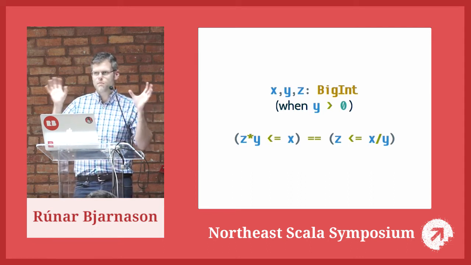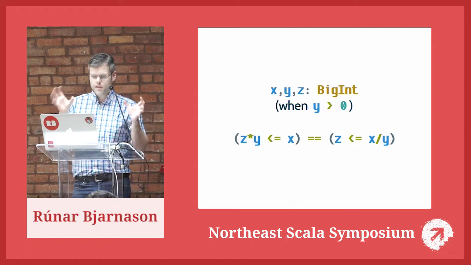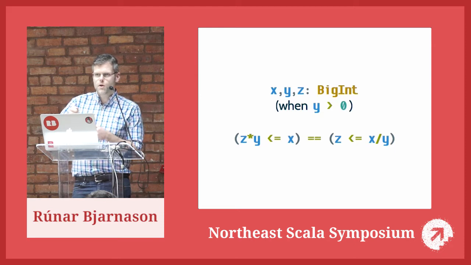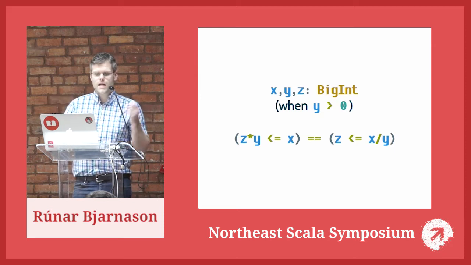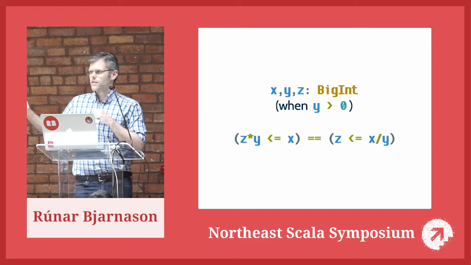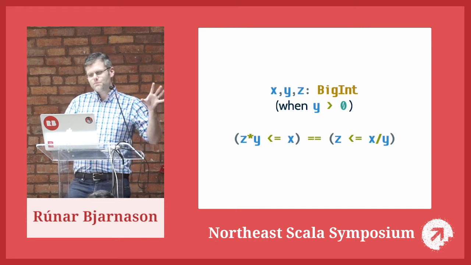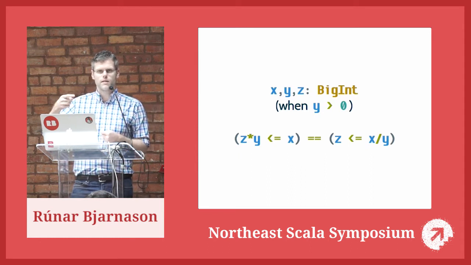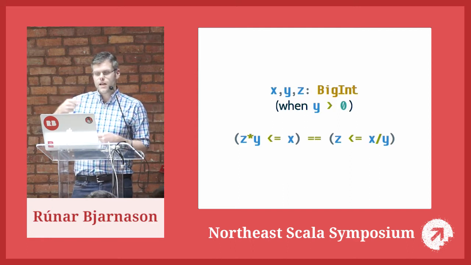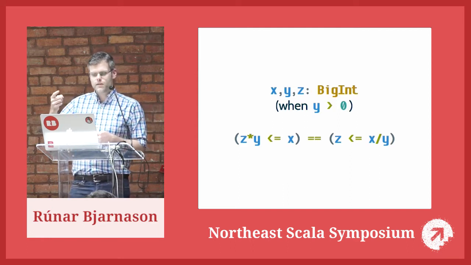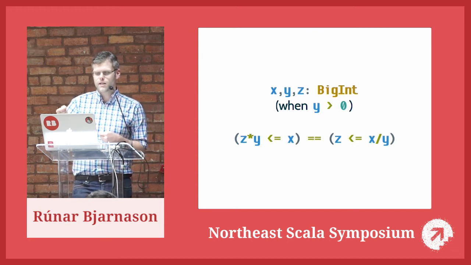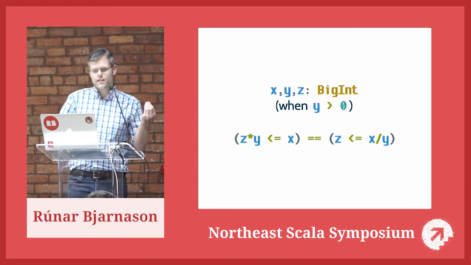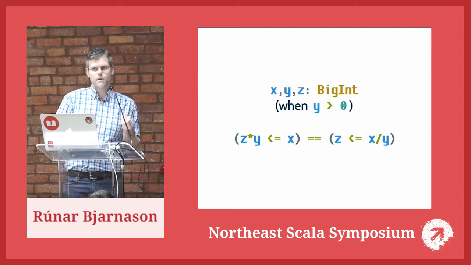let's fix y to be some number. Doesn't matter what number it is. Just say that's fixed. And then we take z and we start with something small and we start growing it. What's going to happen is that on the left-hand side, we're going to start getting a larger number when we say z times y. A larger and larger number until at some point we go over x. And the point at which we go over x is when z is more than x divided by y.